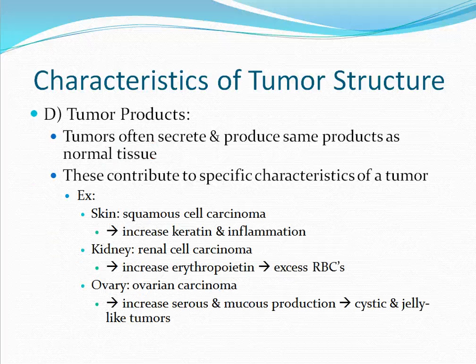Many tumors also secrete or produce products. Many times these products are the same as what the normal tissue would produce. These products may contribute to the specific characteristics of a tumor. For example, in the skin, with squamous cell carcinomas, you tend to see increased keratin production and inflammation. In the kidney, with renal cell carcinomas, you see increased erythropoietin production, which can lead to an excess of red blood cells. In the ovary, with ovarian carcinomas, you tend to see increased serous and mucus production. This results in cystic and jelly-like tumors.